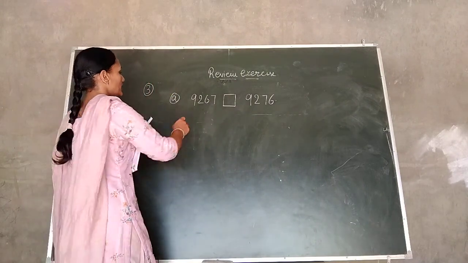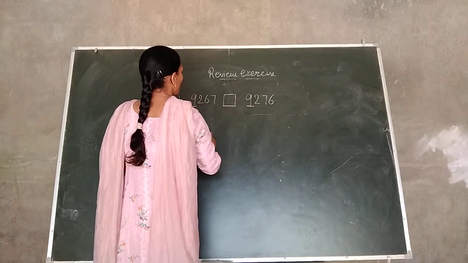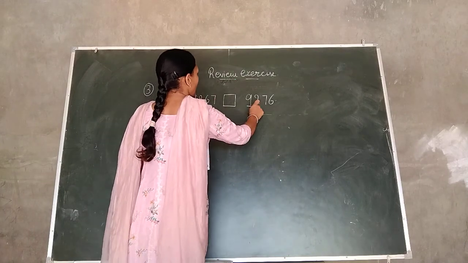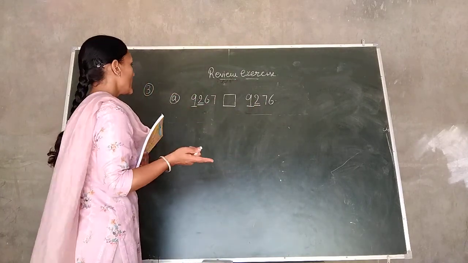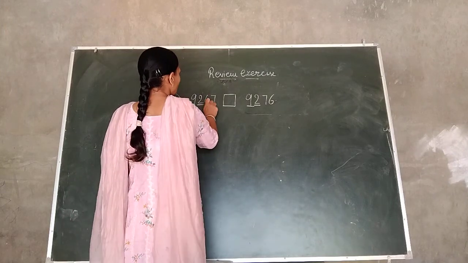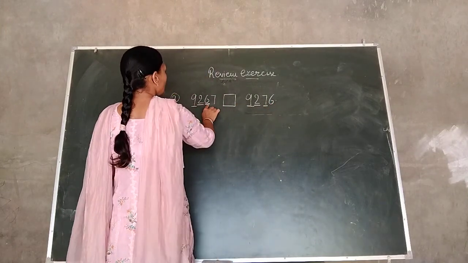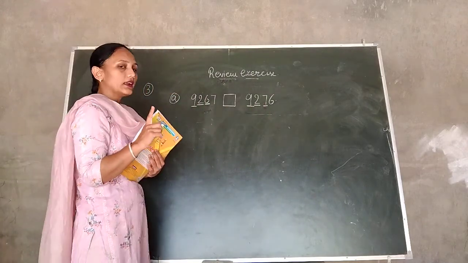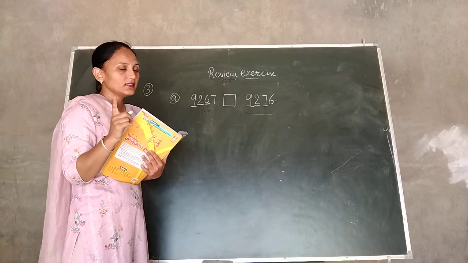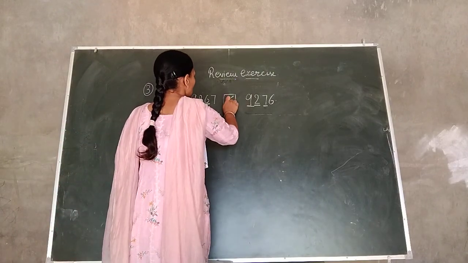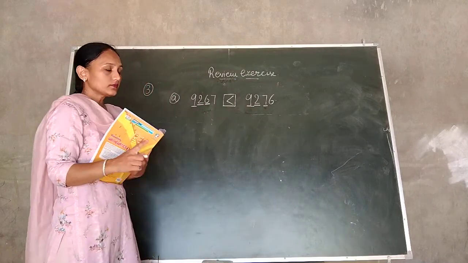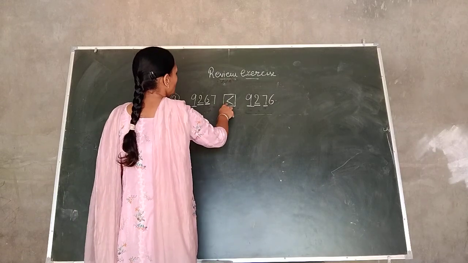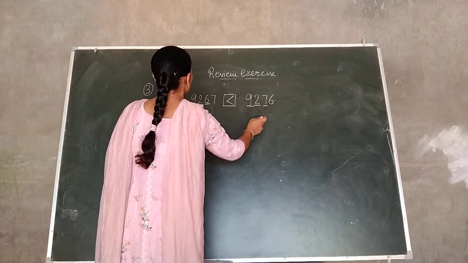Next, we will compare the digits in thousand place. Both are same. Then what will we do? We will compare the digits in hundred place. Again, both are same. Next, we will compare the digit in tens place. Here it is 6 and here it is 7. 6 tens are less than 7 tens. So what it means, this number is less than this number. So 9267 is less than 9276.